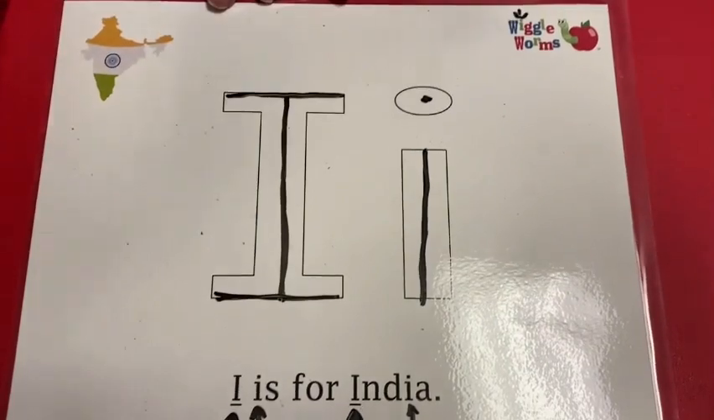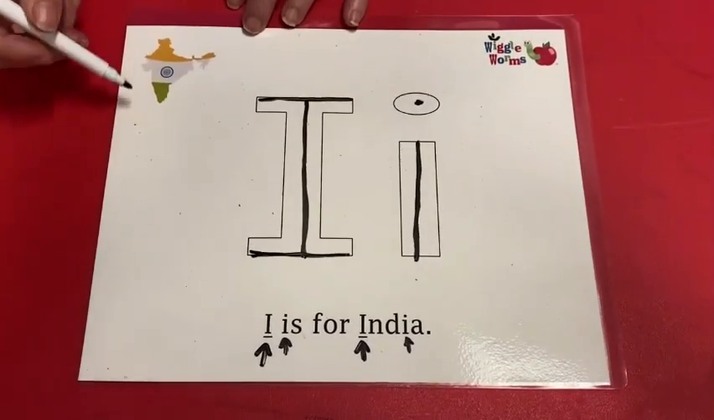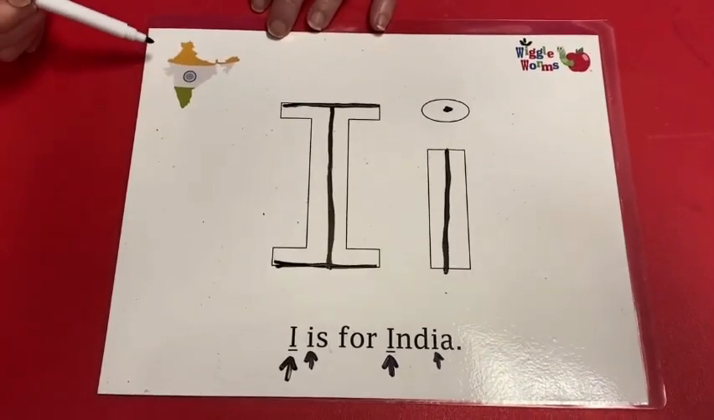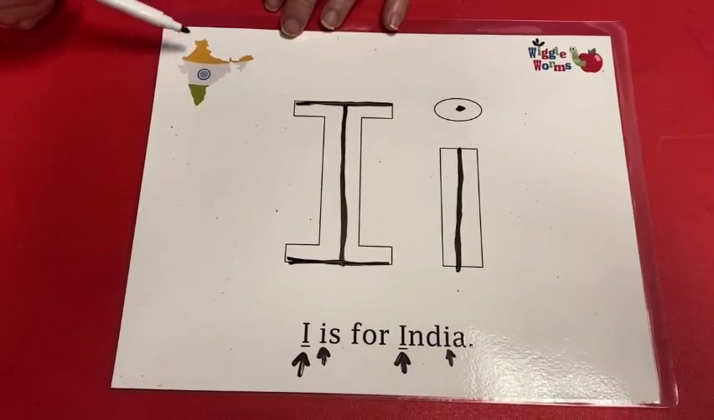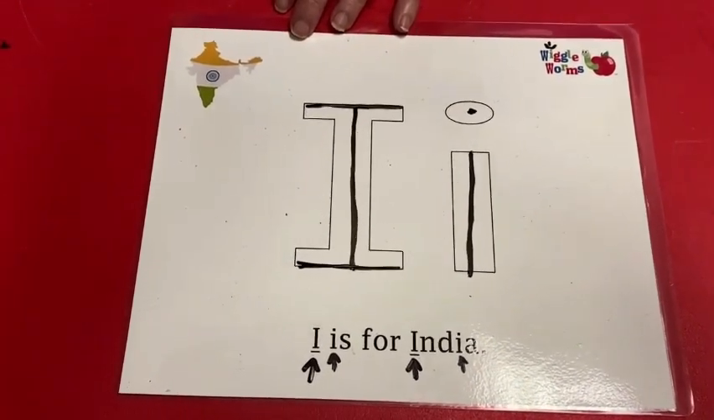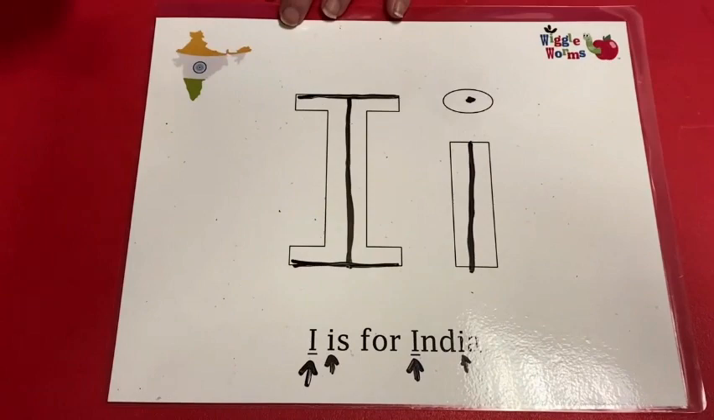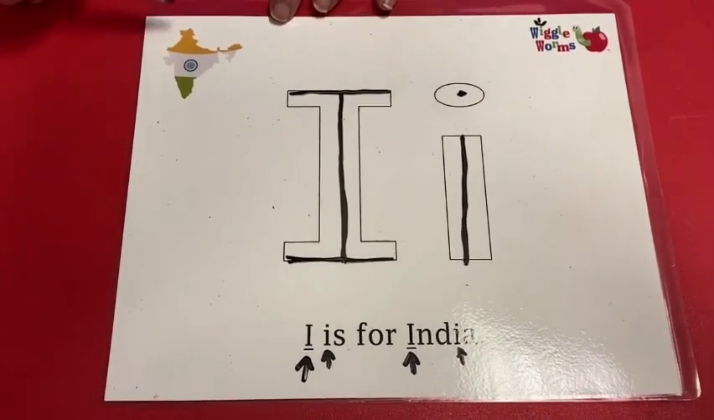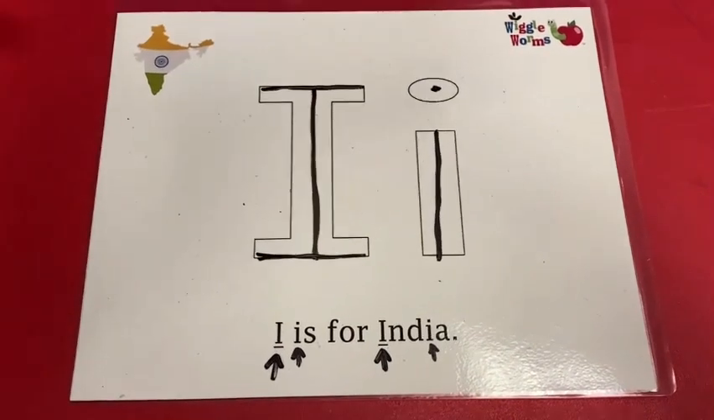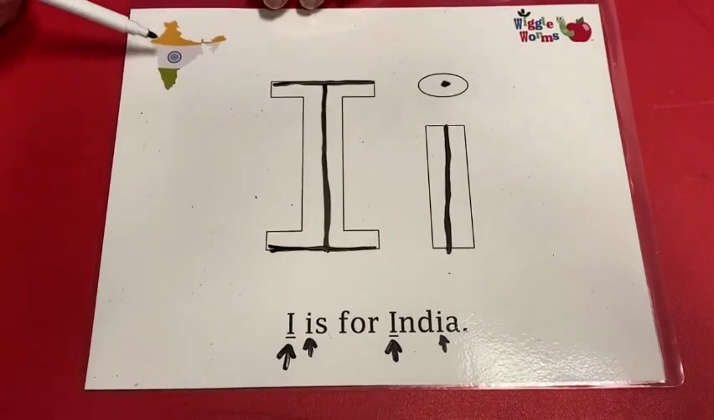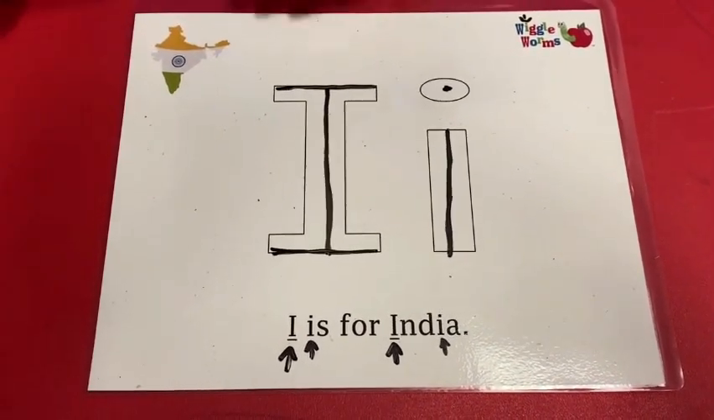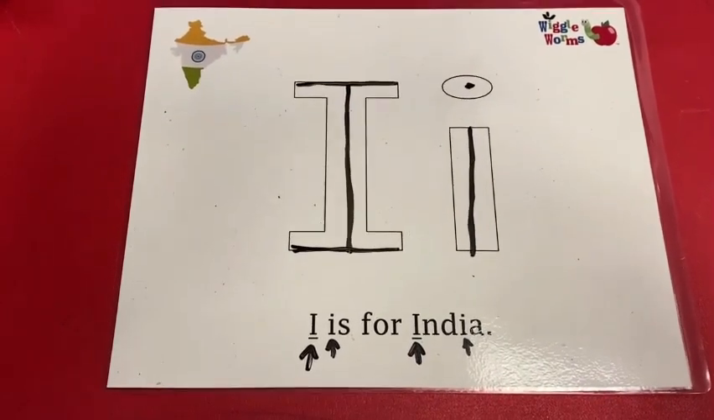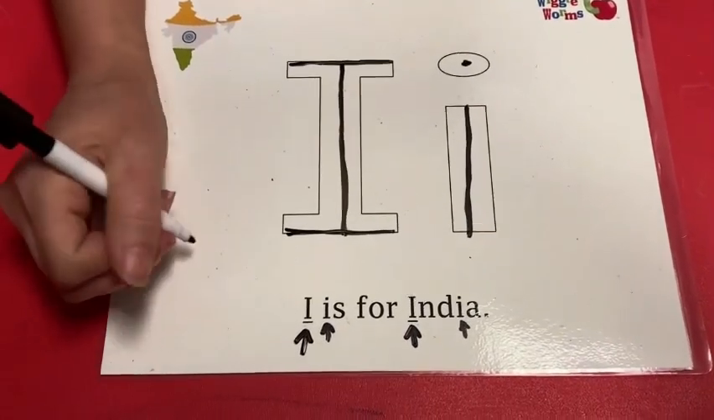All right, so if you look at the top corner, Miss Rachel went over this yesterday. It is the outline of the country. And you can see that it has the flag put into the middle of it, just the colors, just to be cute. So orange, white, green, and in the middle is the Dharma wheel.